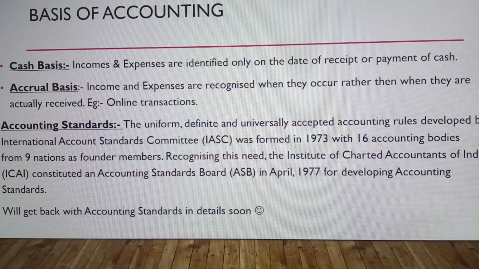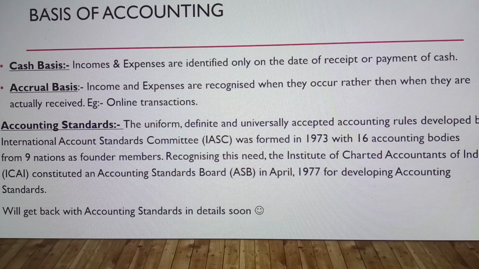Whereas in accrual basis, income and expenses are recognized when they occur rather than when they are actually received. So I was giving you an example about the rent, that I'm due to pay the rent for this particular period and I have completed it. Though I have not paid, I need to record that as a transaction that is going to occur.